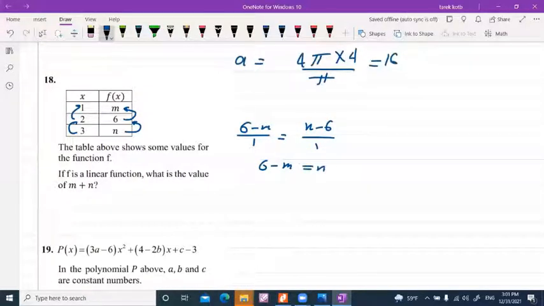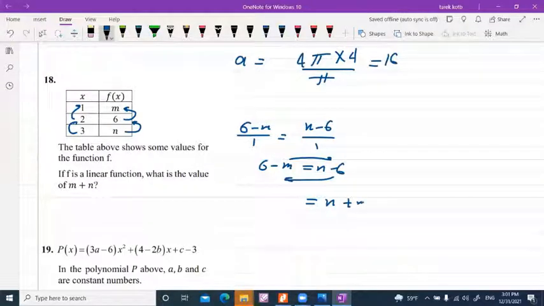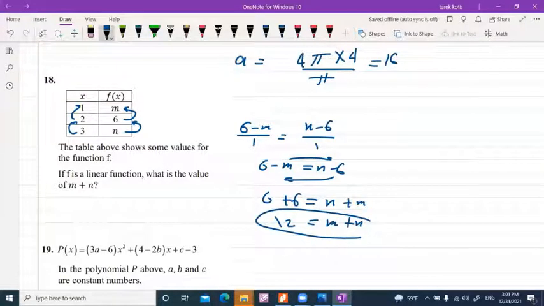You want to get m plus n? Take the m to the other side, and this to the other side, it will be n plus m, and this will be 6 plus 6, which is 12. So this will be 12.